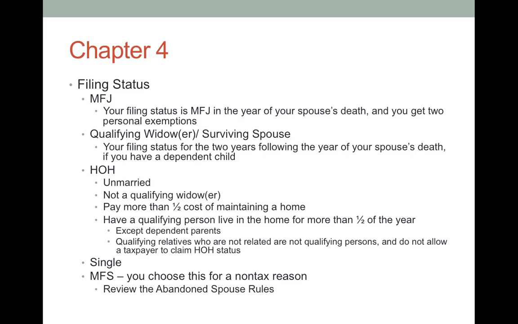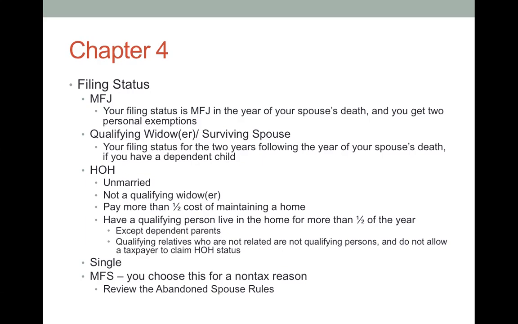So filing status. Married filing joint, usually it's pretty easy to determine if you can file a joint return. It's dependent upon your marital status on the last day of the year. So if you're married on December 31st, you can file a joint return. Something to remember about the married filing joint status is that this is your filing status in the year that your spouse dies. In the year of death, you can still file married filing joint. And in that year, you also get 2 personal exemptions, 2 times $3,950 in the year of death.